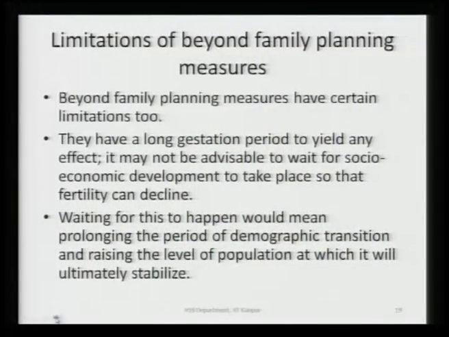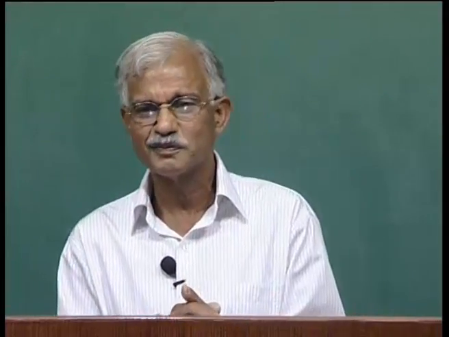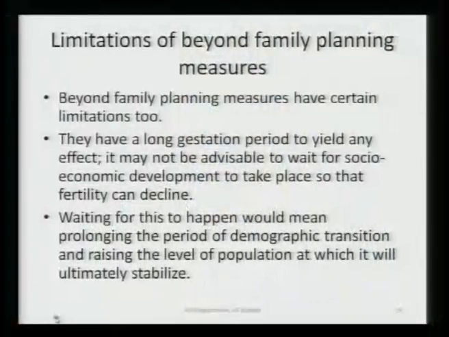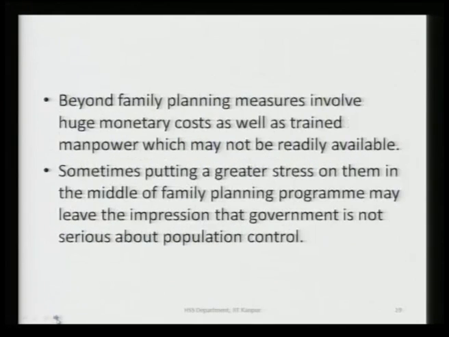It may not be advisable to wait for socio-economic development to take place so that fertility can decline. Actually, this was the starting point of Dr. Karan Singh's policy statement in 76, that we cannot wait. Already our population has reached critical dimensions and we cannot wait. Waiting for this to happen would mean prolonging the period of demographic transition and raising the level of population at which it will ultimately stabilize.